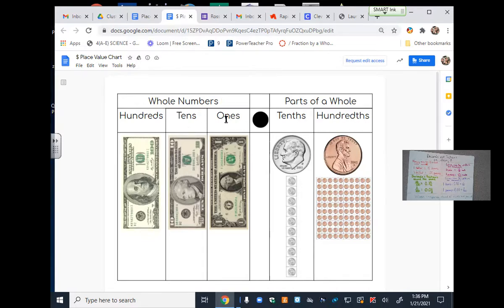Okay, so this is what I was talking about. If you've got one whole, if you want to look at a dime and you want to know how many parts of a dollar it is, a dime is 1/10 of a dollar because it would take 10 of them to make a dollar. Moving on, if you had pennies, it would take 100 pennies to make a whole dollar. So each penny is worth 1/100th of a dollar. Okay, so when you're thinking about decimals, I want you to think about tenths as dimes and hundredths as pennies.